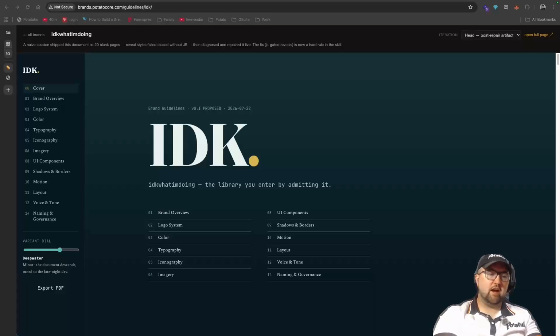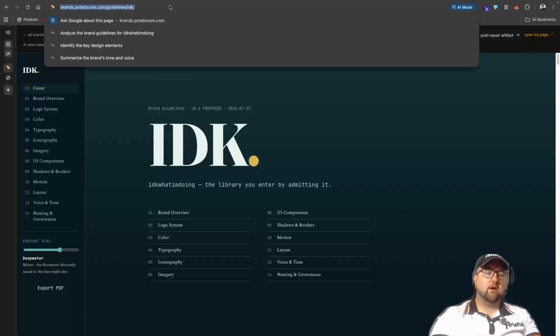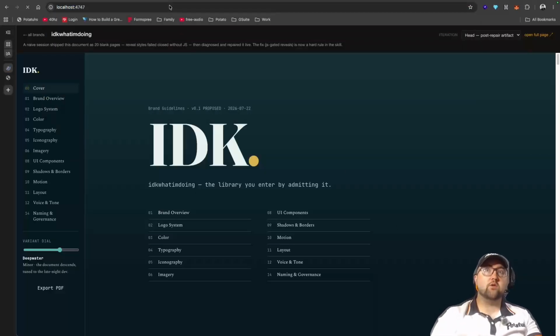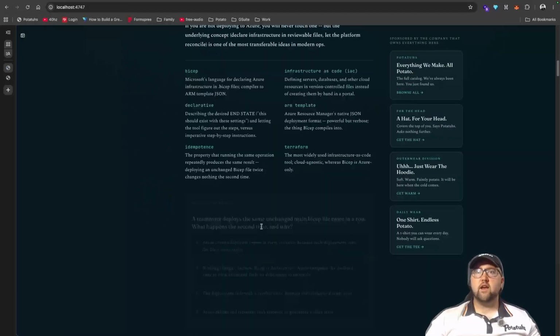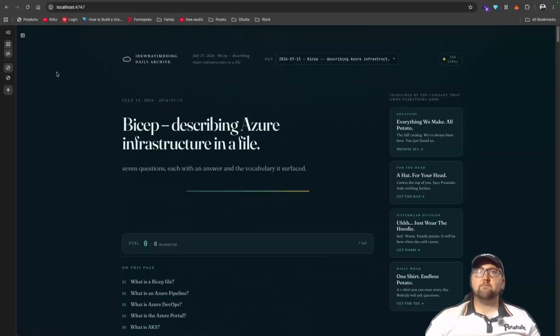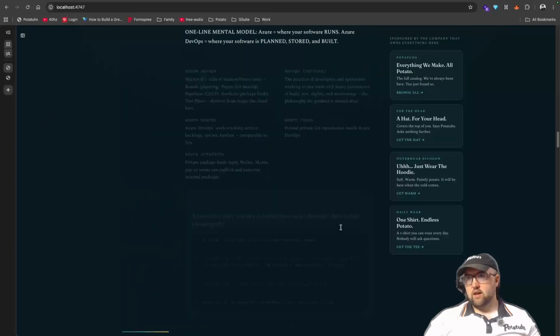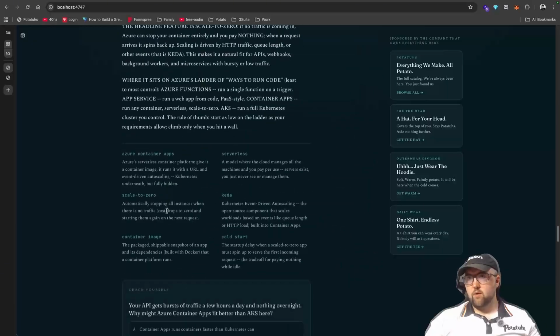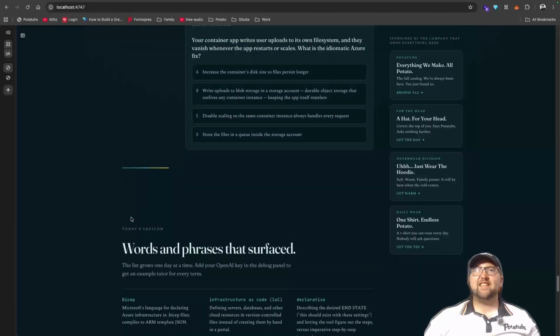If I launch the actual version of I Don't Know What I'm Doing, cd, ls, cd potato core, ls, cd I don't know, ls, npm run dev. Now it's running at localhost 4747. I think I already told it I wanted to do it in Deepwater, and look, there it is. Now, it didn't fix the side thing issue, but it restyled our website, which is what we wanted. Now, see, it's brand guidelines.